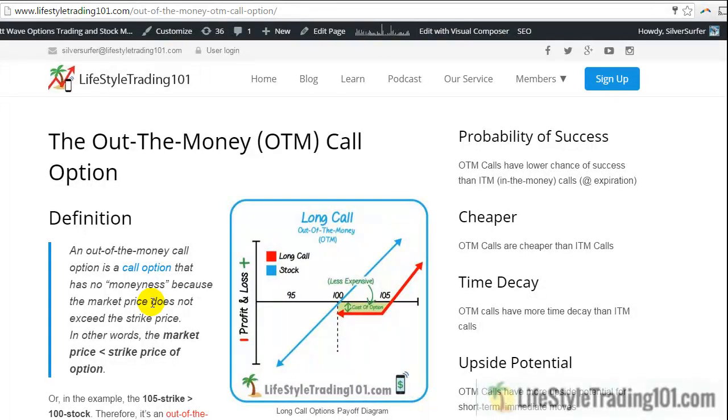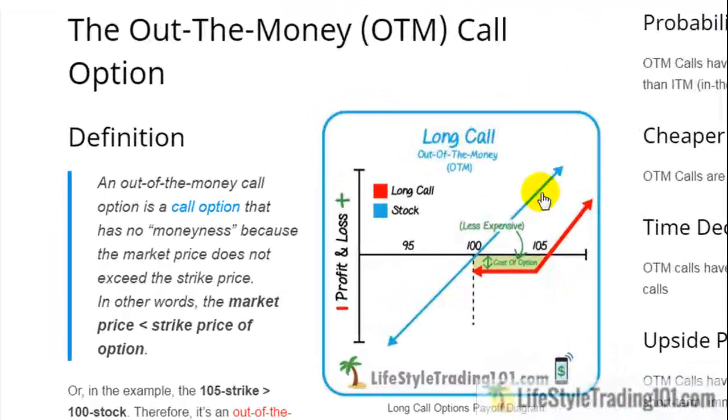Back to the top, the definition of an out-of-the-money call is basically a call option that has no moneyness because the market price has not yet exceeded the strike price. When the stock is trading at 100 and the strike price is, for example, 105, then in order to be in the money, that 100 stock price has to move to the right past the 105 point.